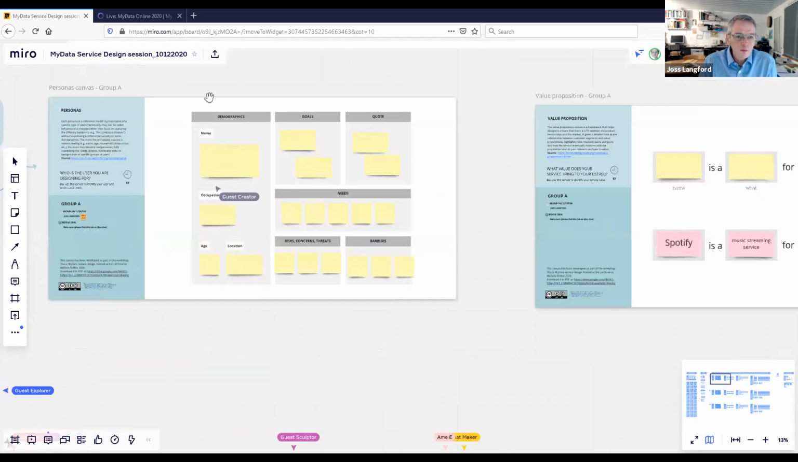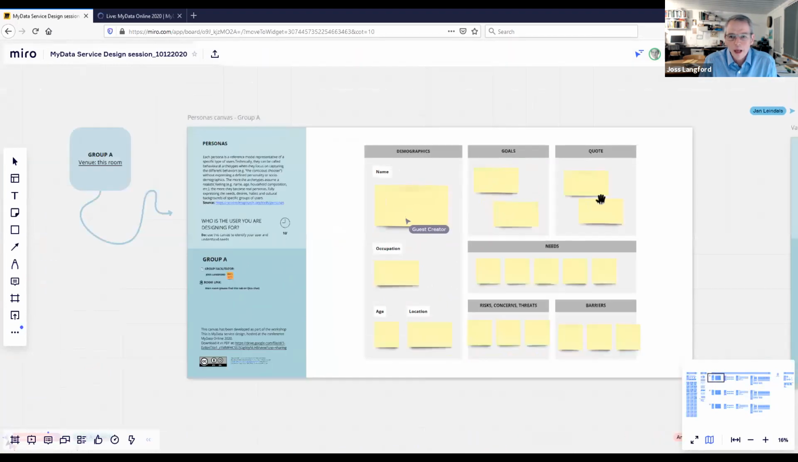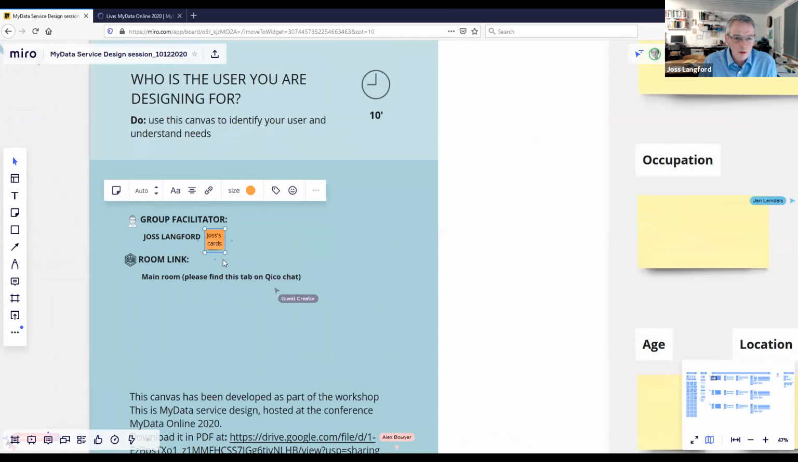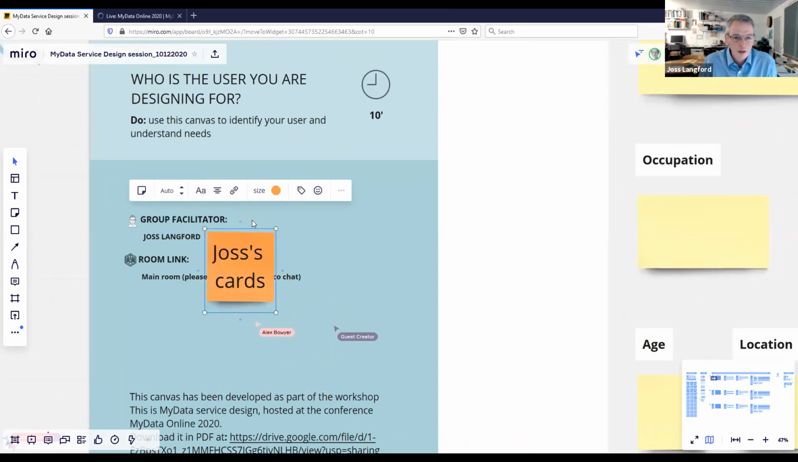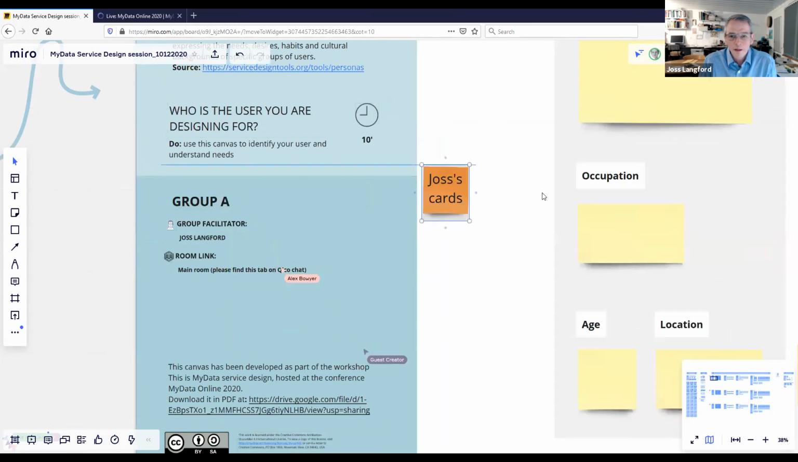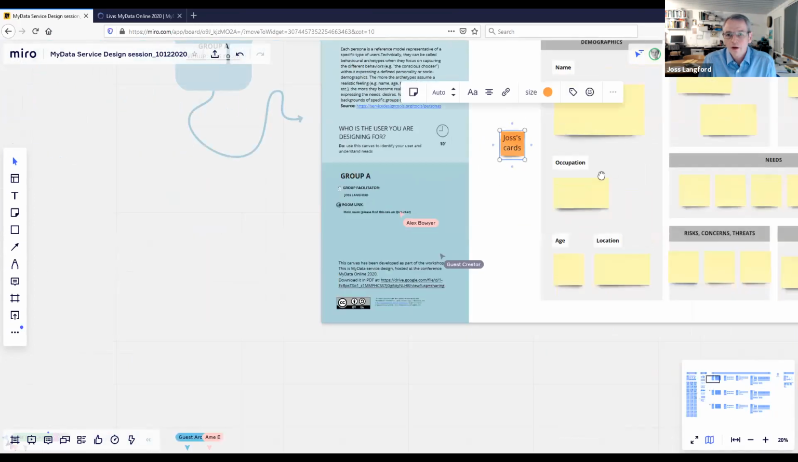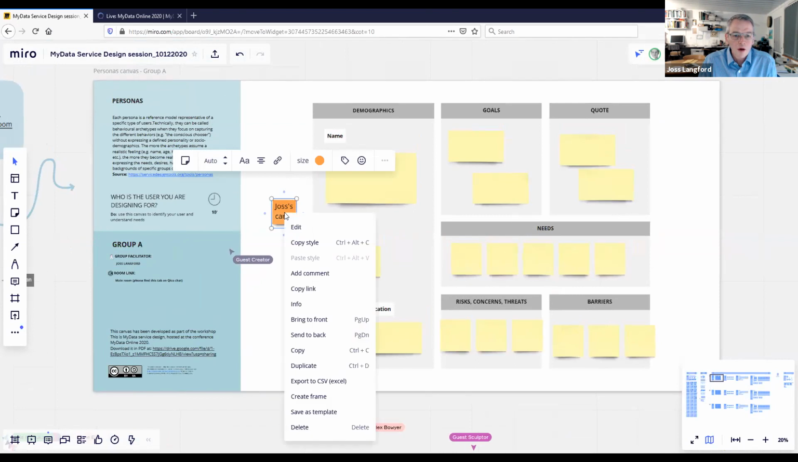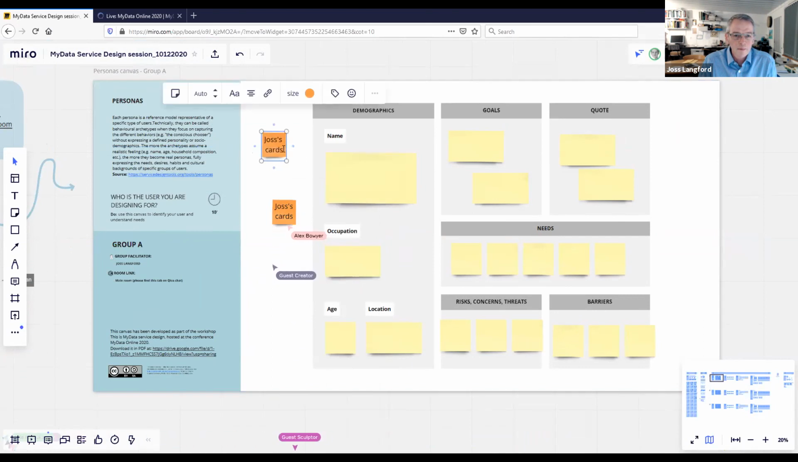So I'm going to zoom in now on this group A, our personas canvas here. So you should be able to find me. I'm going to zoom in because I've got a little orange card that I tend to use, just so that I know that's me. And you can see that I can pick that up and make that larger and smaller, and I can move it around. The other thing that I can do, if you're not so familiar, is right click on it and duplicate it. So Control D gives you a duplicate, and that means I can then create a second card, which is the nice, easy way of doing it.